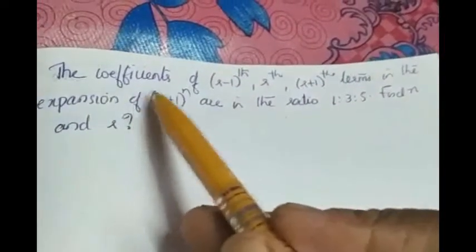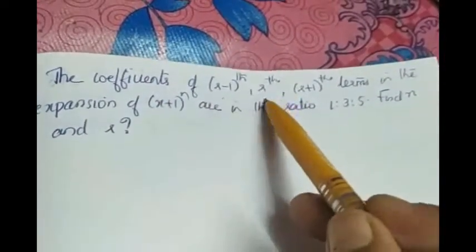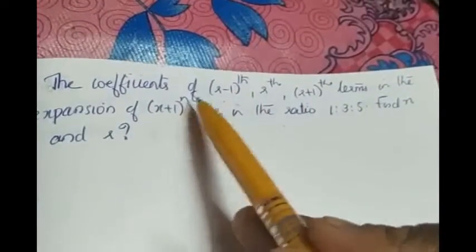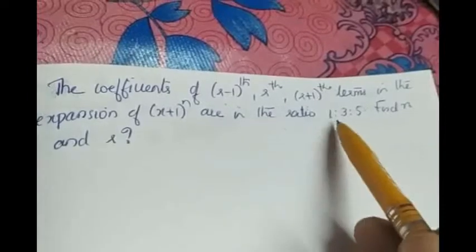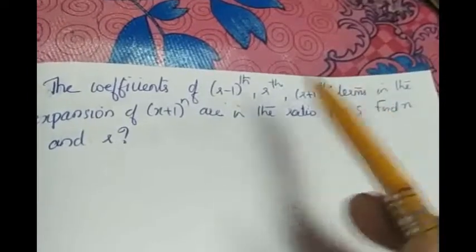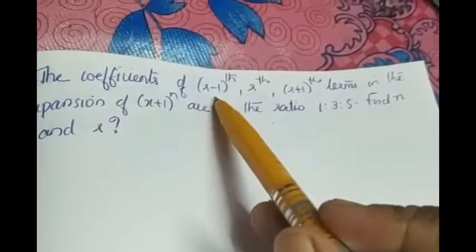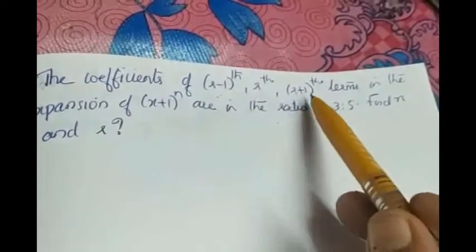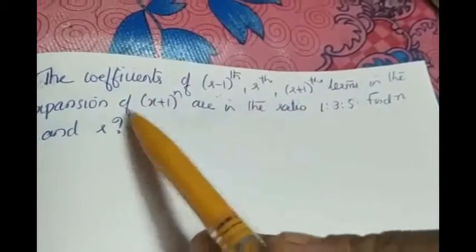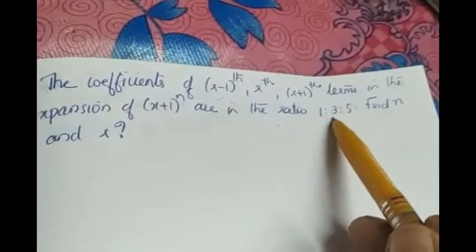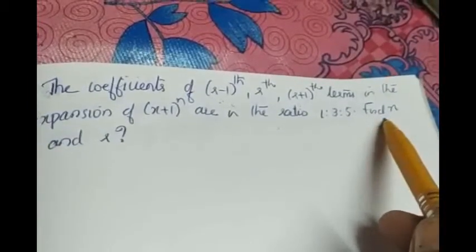The next one: the coefficients of the (r-1)th, rth and (r+1)th terms in the expansion of (x+1)^n are in the ratio 1:3:5. Find n and r. The question is, the coefficients of the (r-1)th term, rth term and (r+1)th term in the expansion of (x+1)^n are in the ratio 1:3:5. We have to find the value of n and r.